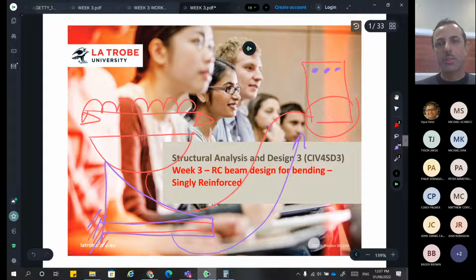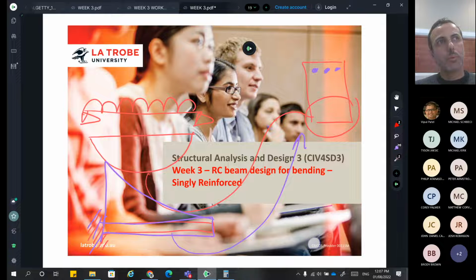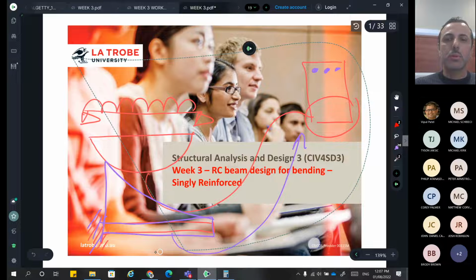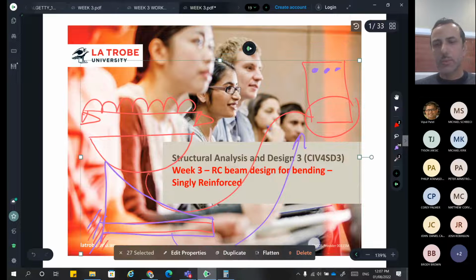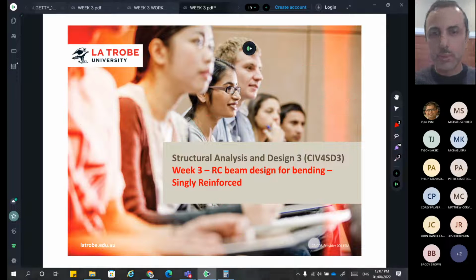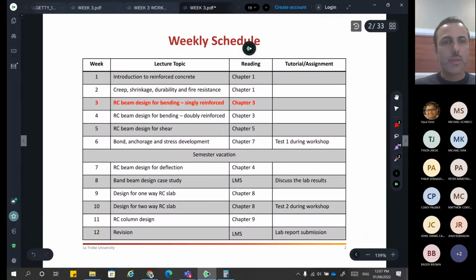Yeah, because the tension is at the top. So just know, singly reinforced, the bars can be at the bottom or at the top, one side. But next week, we're going to talk about doubly reinforced, because we have the reinforcement spotted on both sides. So week 3, as we just briefed you, is about singly reinforced.